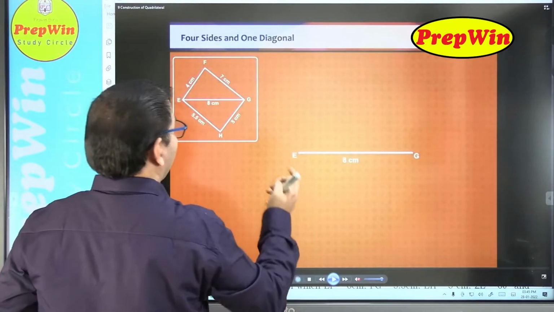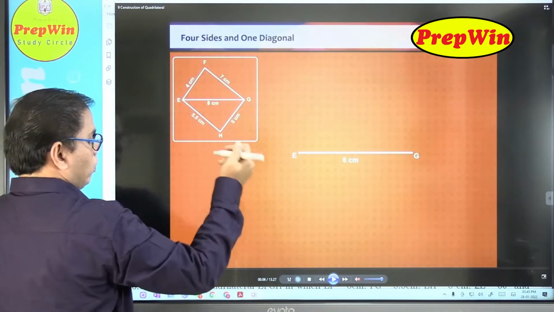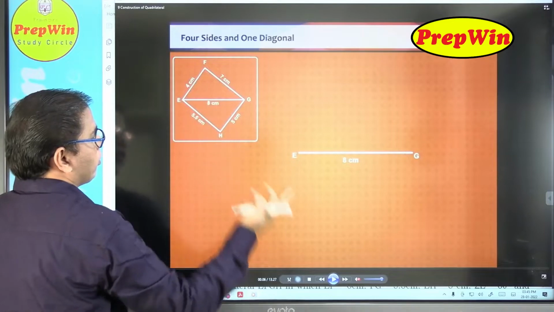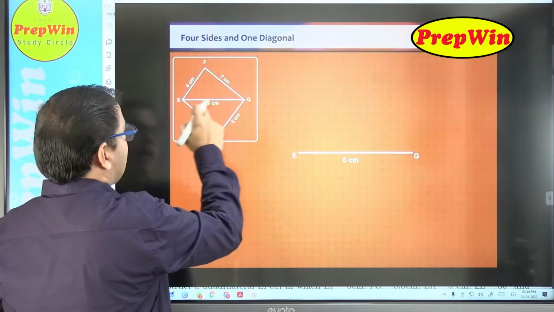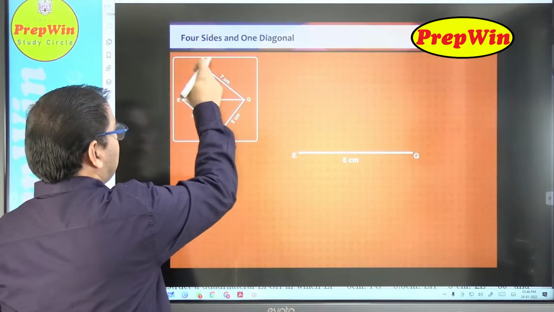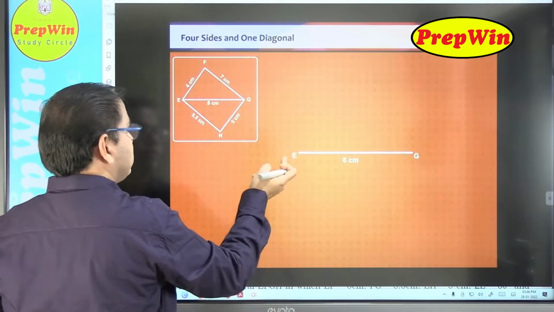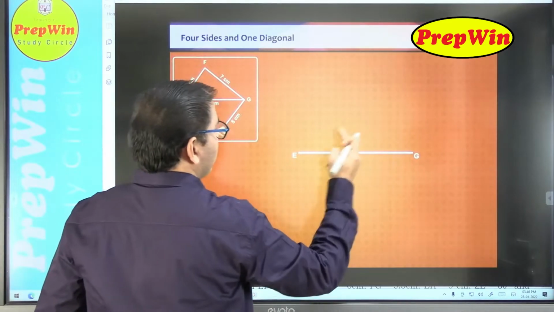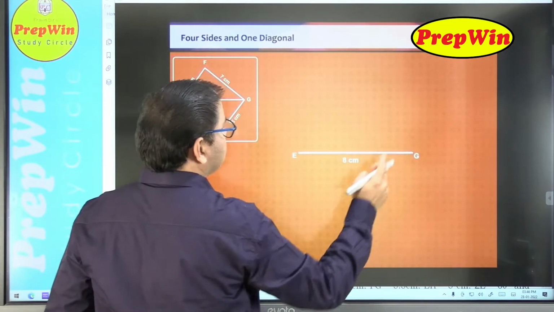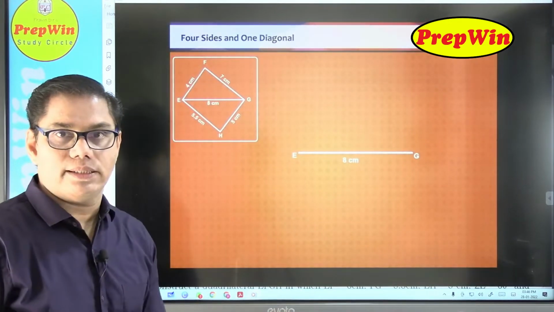Okay, first we draw this EG. We start with the diagonal first because this is the largest side. Our plan is to first concentrate on triangle EFG. So take your scale and pencil and draw segment EG equal to 8 centimeter.